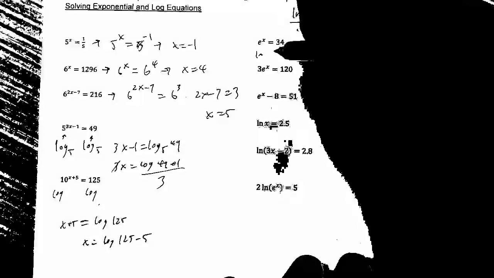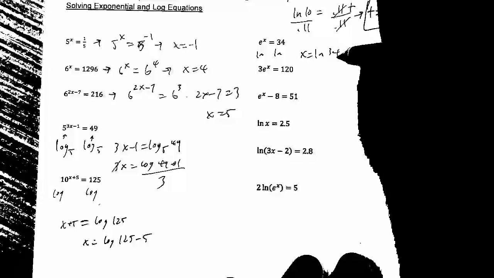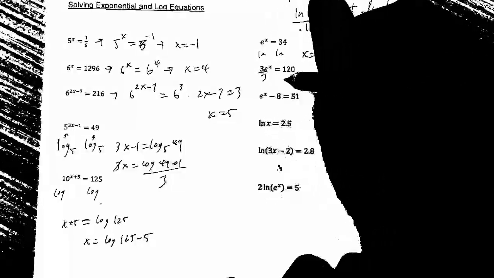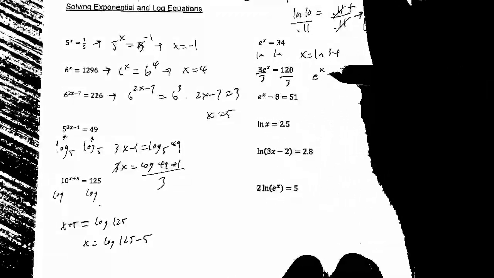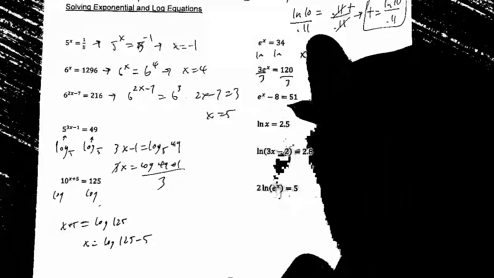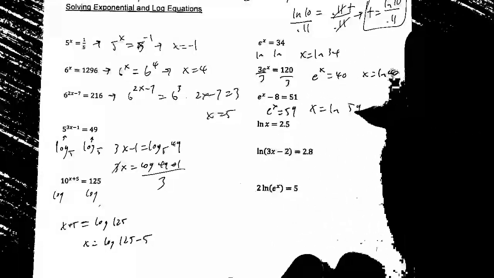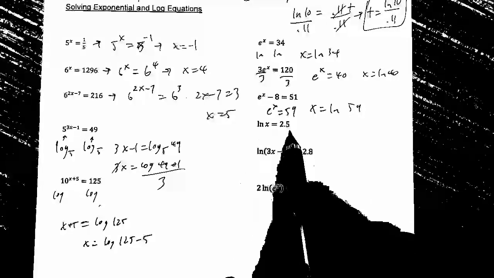Same thing here. Natural log both sides. We're going to get x equals ln 34. Here, before we take the natural log, we're going to divide by 3 first. We get e to the x equals 40, so x equals ln 40. Same thing here, going to add the 8. E to the x equals 59, so x equals ln 59.